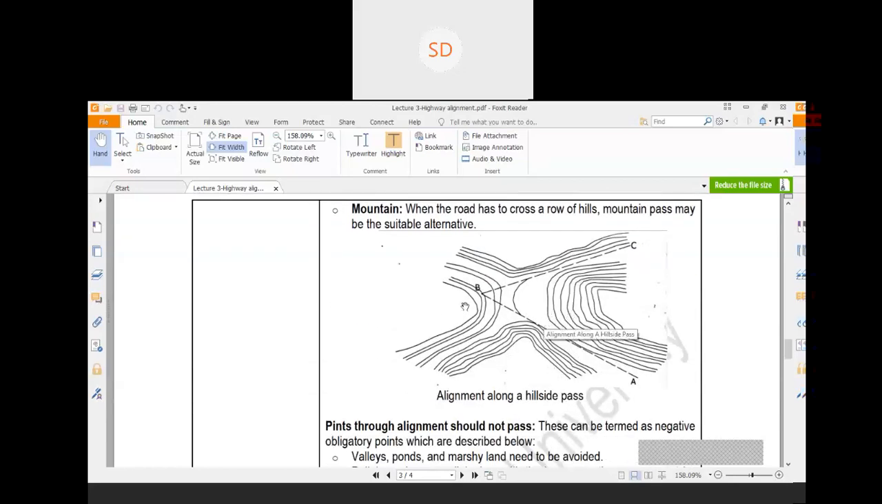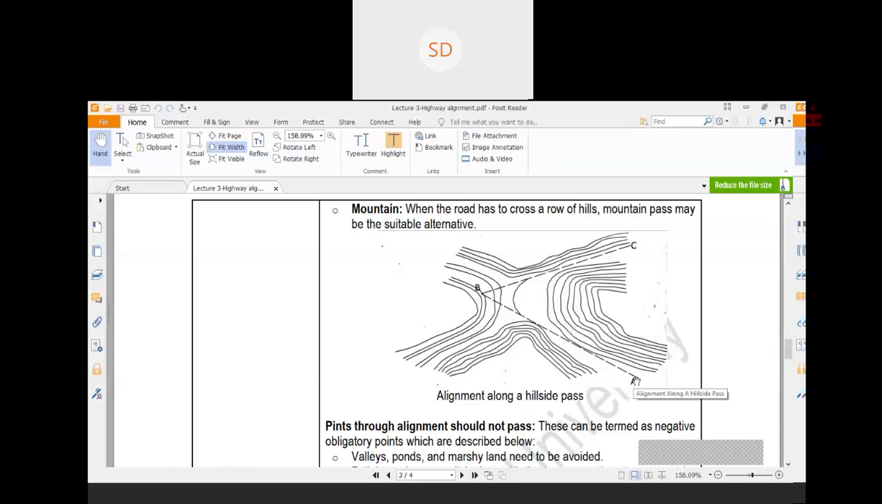Now, mountain. Suppose you need to cross through a mountainous pass. In the mountain, there are different hilly portions and passes. Whenever you are constructing a road, always try to pass your alignment through the mountain pass. Suppose these two points are there, A and C. From the contour map, you can easily tell that this portion is the higher portion, the hilly portion.